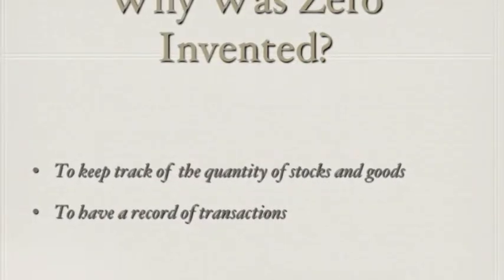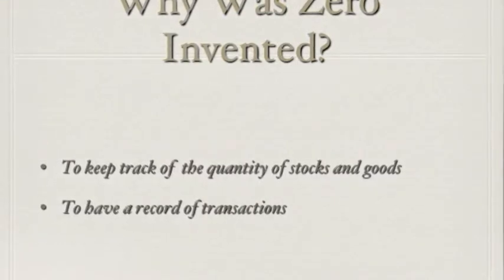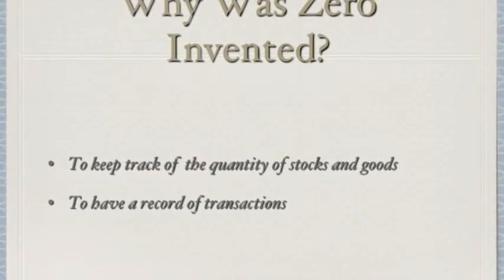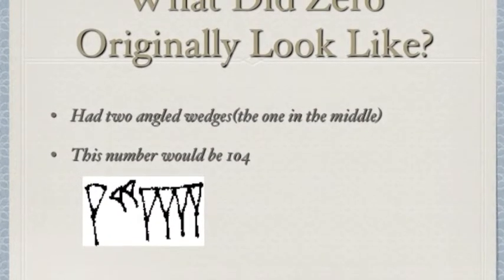Why was zero invented? Zero was invented to keep track of the quantity of stocks and goods available. It was also used to have a record of transactions, so what was traded and how much of it was traded. What did zero originally look like? Zero had two angled wedges, like the one in the middle. This number would be 104.